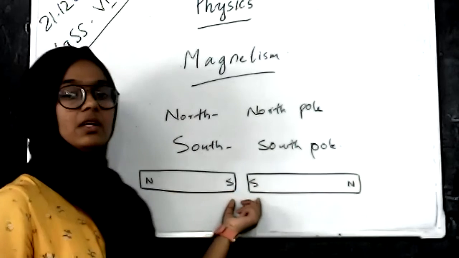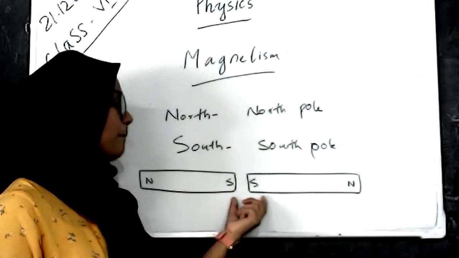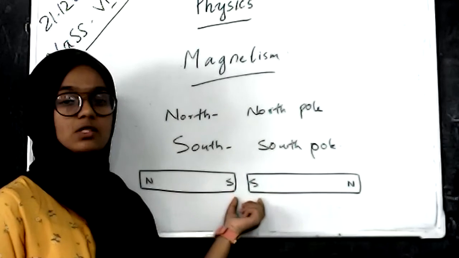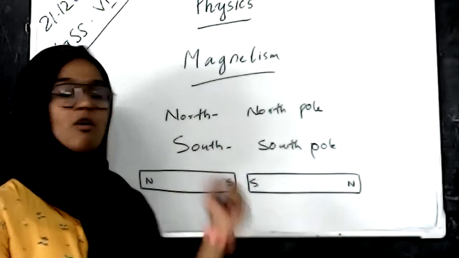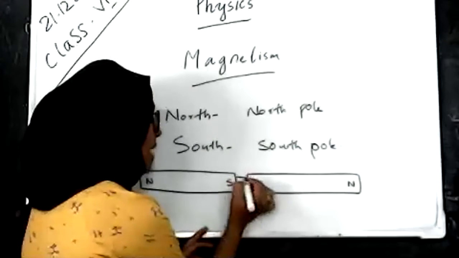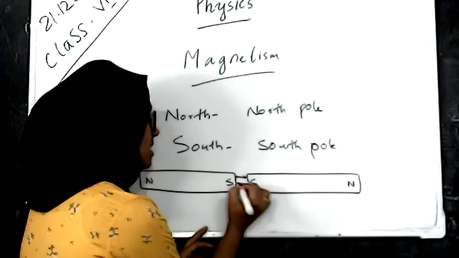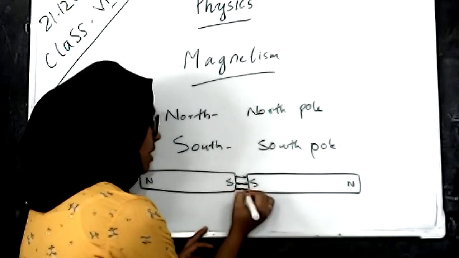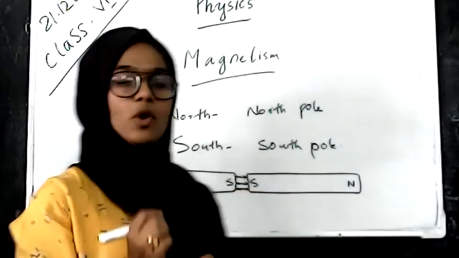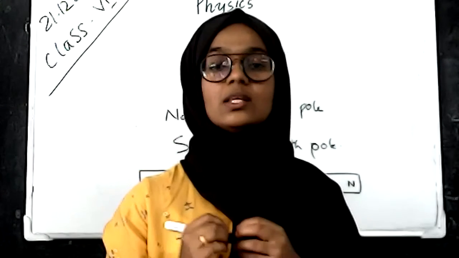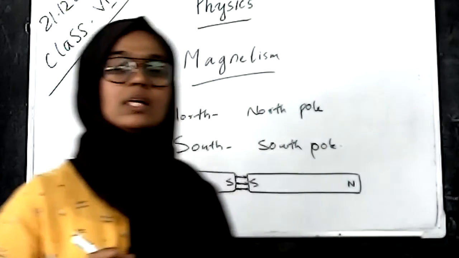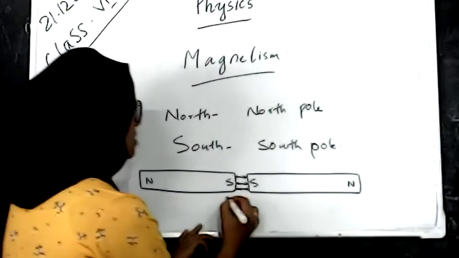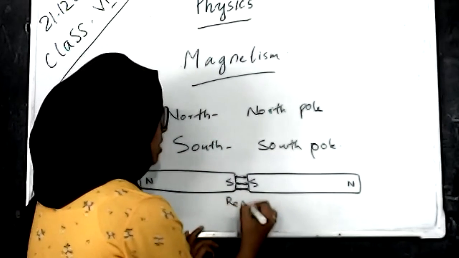So this magnet is having the same pole in the same direction. So there is a repulsion of magnets. These two magnets are repelling each other. There is no attraction when the like poles come closer. There is only repulsion. So here the repulsion occurs.